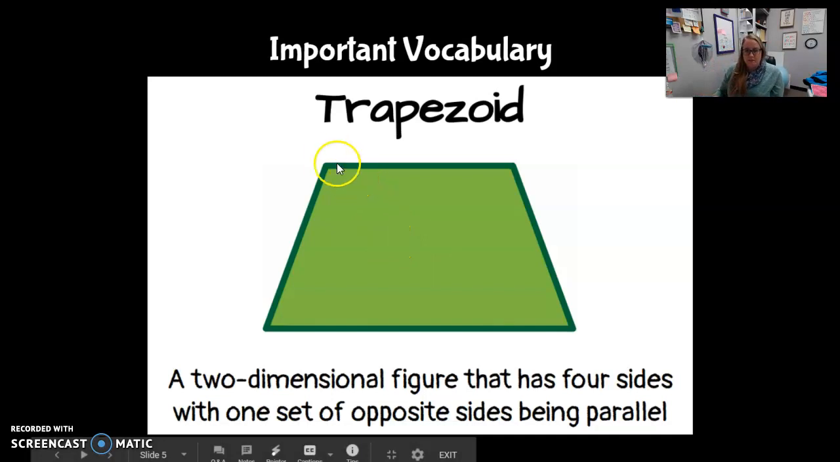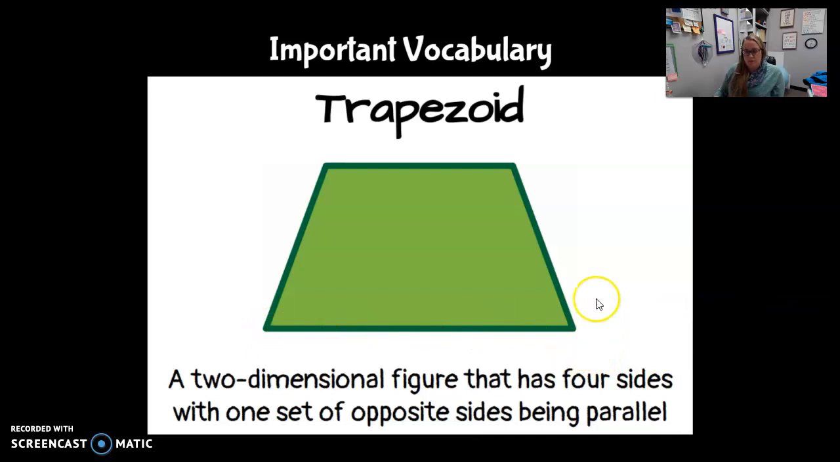So if I look at this shape, the top and the bottom, if they just keep going forever and ever, they're never going to cross. But if I have this side and this side, if they keep going and going, eventually somewhere up here, they're actually going to cross. So a trapezoid has to have at least one pair of opposite sides that are parallel. So the top and the bottom for this one are parallel.